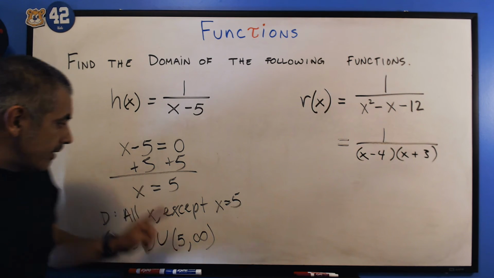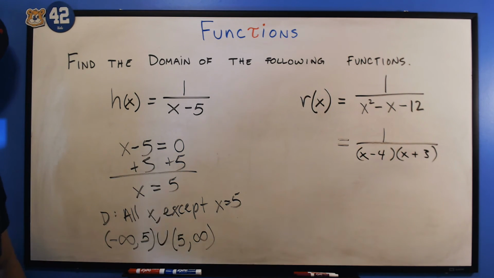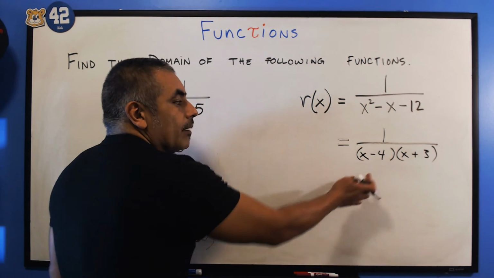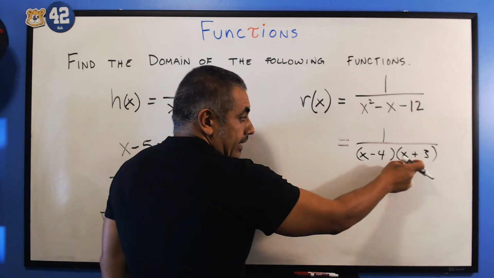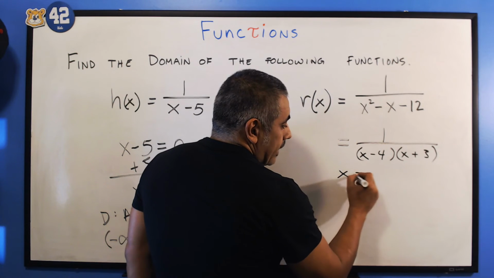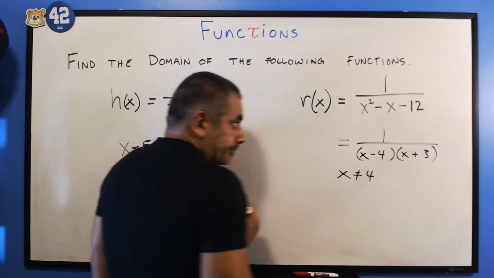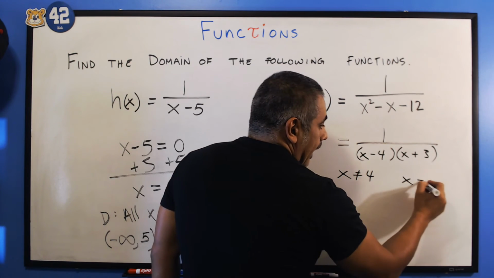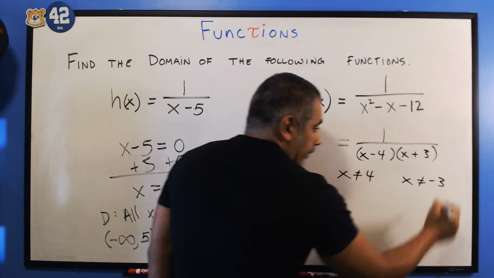Now we can go ahead and from here set it equal to 0 and do all that. But of course, we already know. We can see that a positive 4 is going to make it 0 and a negative 3 is going to make it 0. So we can just go ahead and say x cannot be 4 and x cannot be negative 3.